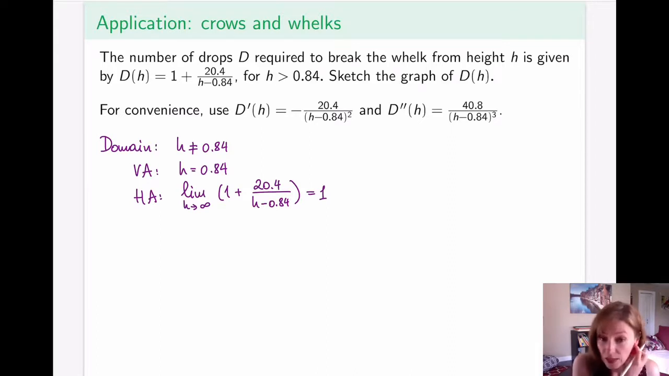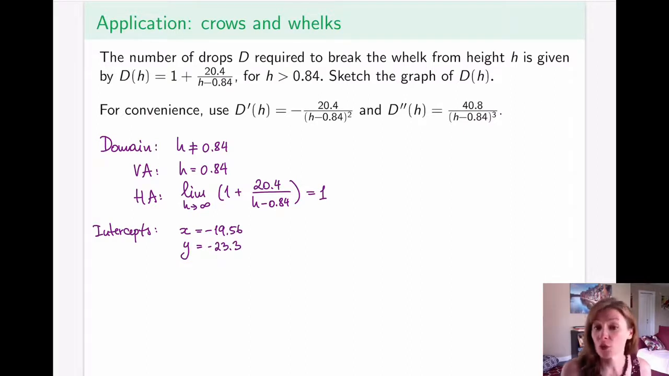Great. Then I'm going to look for x-intercepts and y-intercepts. I'm going to leave this to you to actually work out, but my intercepts should work out to be x is minus 19.56 and y is minus 23.3.